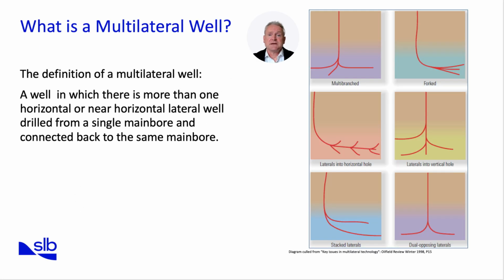Multilaterals can be utilized as a strategy for both new wells and existing wells. A multilateral well is defined as a single main bore with more than one horizontal or near horizontal lateral branching from it. These laterals connect back into the main bore, allowing production or injection from multiple reservoir zones using a single surface location. This concept allows us to maximize reservoir contact without drilling multiple wells from the surface. It reduces surface footprint and often improves recovery from complex reservoirs.